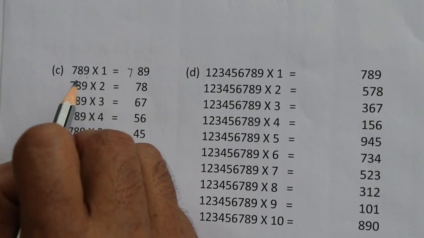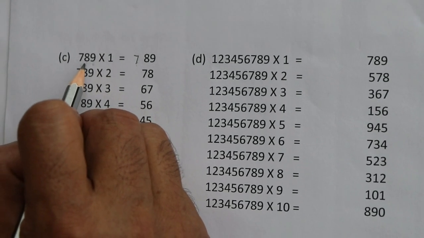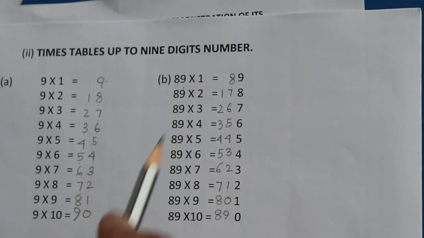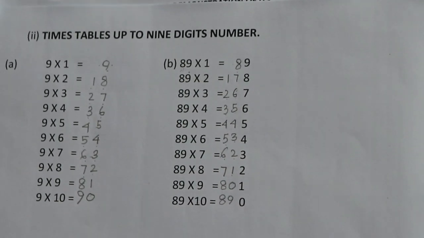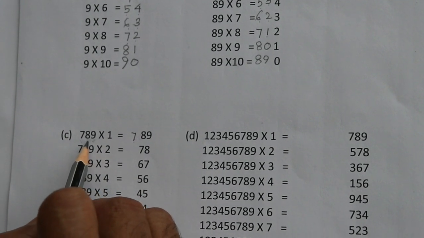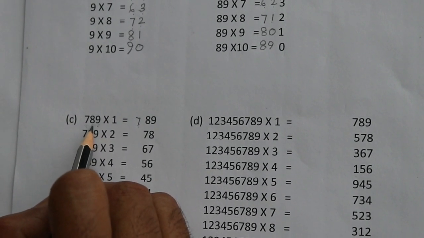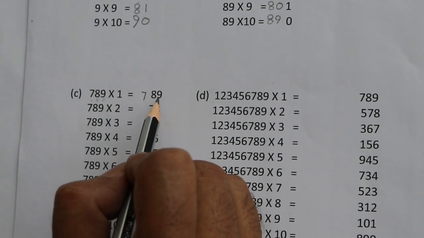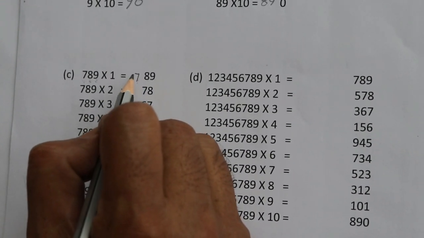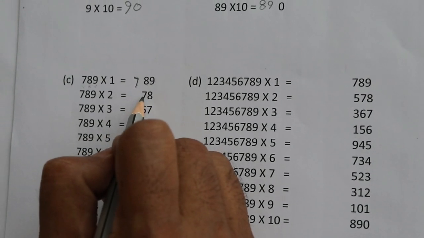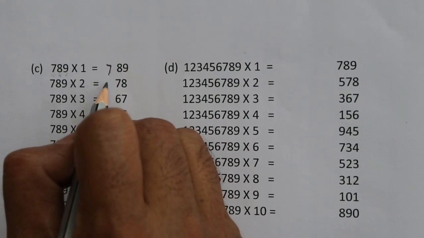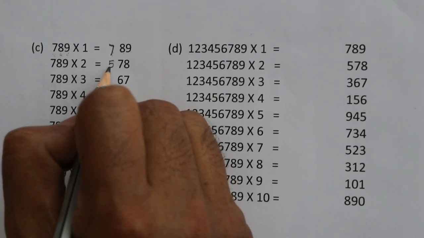Now we write the times table of the 3-digit number 789. The 2 numbers 89 and 789 have the same digits in the 1s and 10s place. Therefore, the corresponding digits in the 1s and 10s place of the multiples are equal. So we start from the 100s place, 7. 7 is less than 8. 7 plus 1, 8. Plus 8 minus 2. 7 minus 2, 5. Carry over 1.